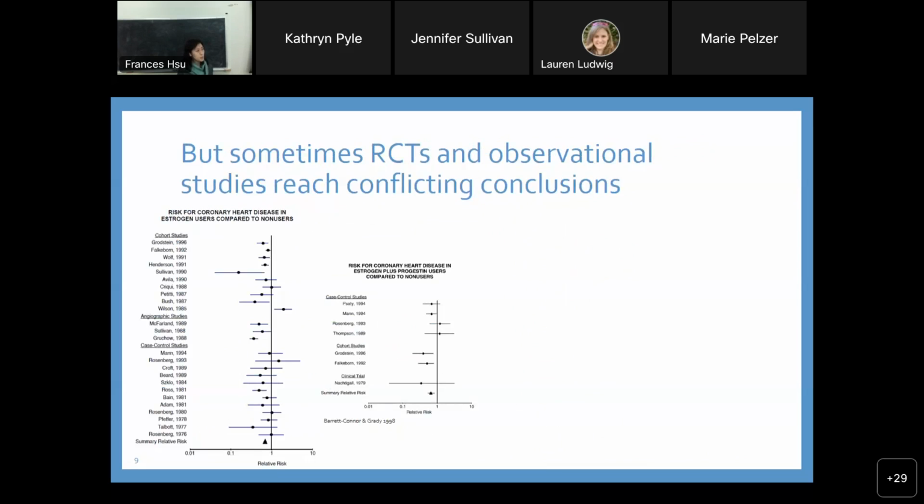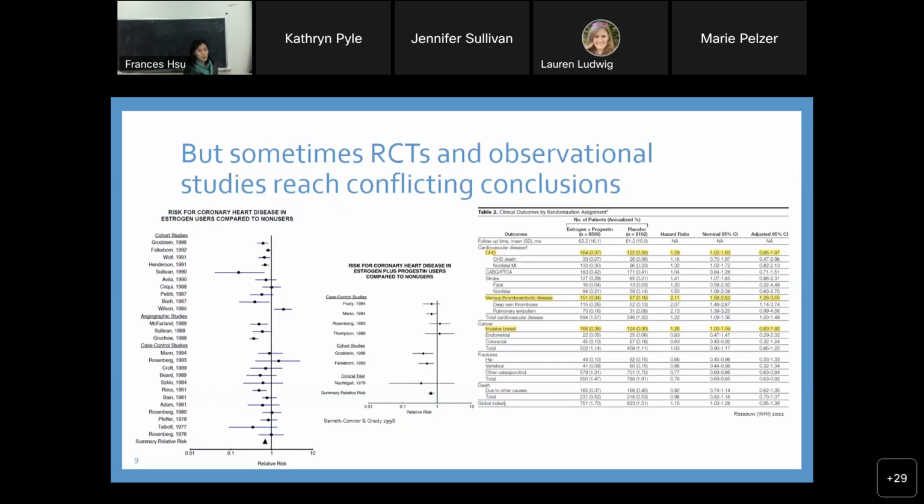So there are a few notable examples when RCTs and observational studies reached conflicting conclusions that could lead to patient harms. In the 80s and 90s, physicians noticed that perimenopausal women on hormone replacement therapy showed lower rates of coronary heart disease, as seen in these two forest plots. This prompted the Women's Health Initiative to initiate a randomized controlled trial investigating HRT's effect on a variety of diseases. But the trial was terminated early because of interim analysis showing that HRT actually increased the rate of coronary heart disease, VTE, and invasive breast cancer.